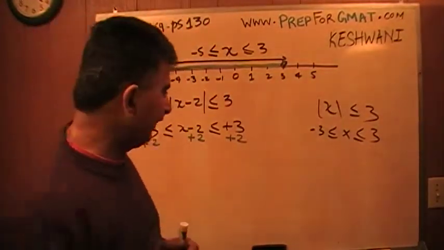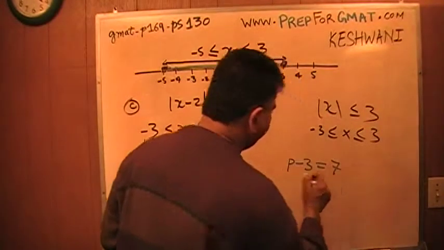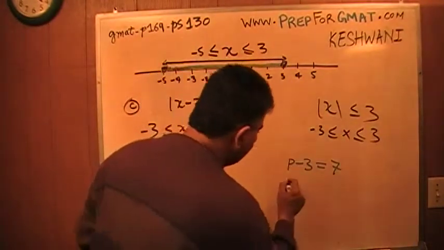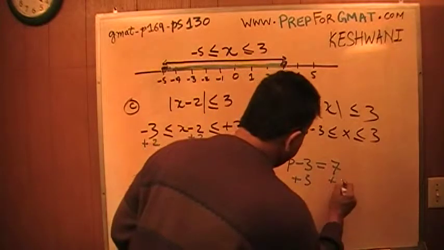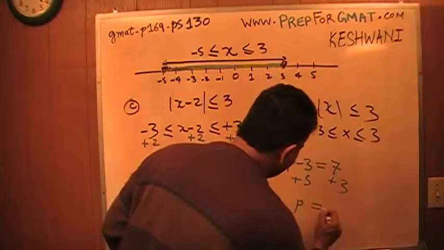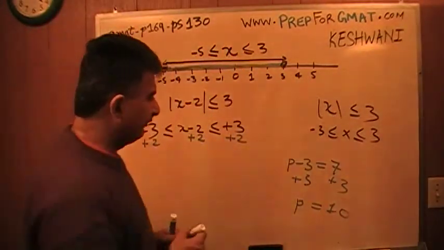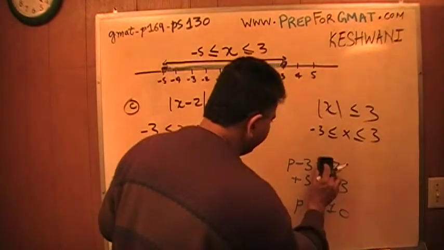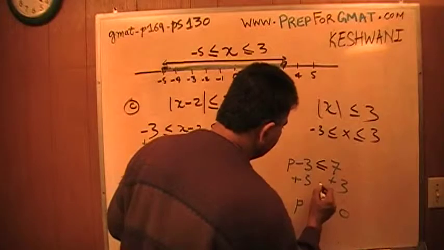There is no difference. For example, if I tell you that p minus 3 equals 7, how would you solve for p? You will add 3 to both sides, and you will say that p equals 10. This is same as this. If I were to change this, instead of equal sign, if I had inequality, nothing would change.